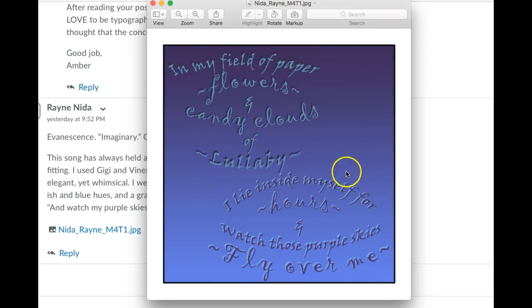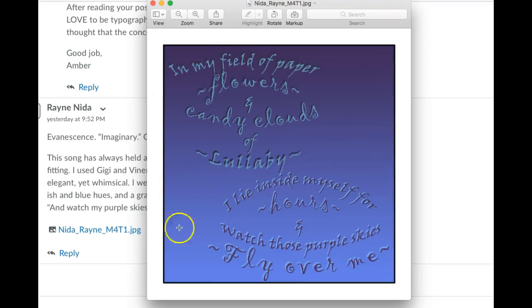Okay, and emphasize those by scale. So what you want to do is really experiment with scale here to draw attention to the words that you feel are the most important words in this typographic composition. Okay, and I think that's really going to make a big difference.